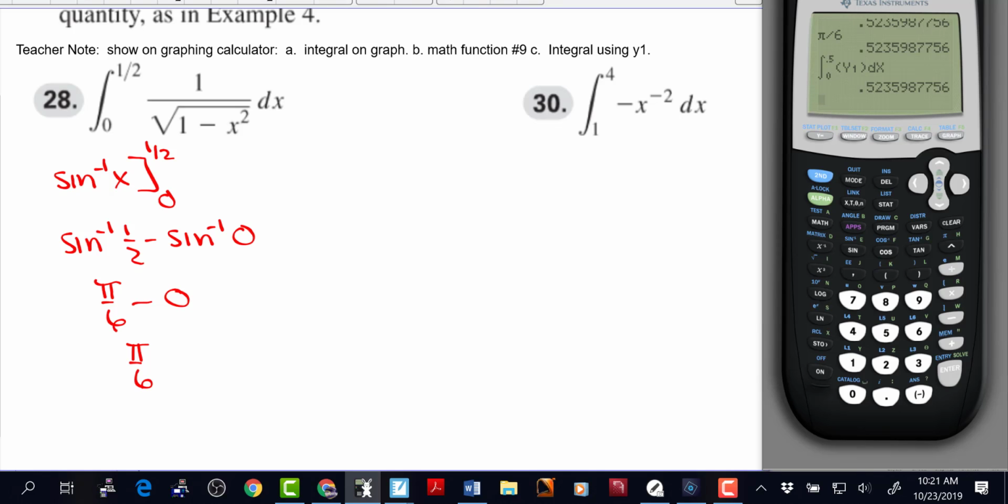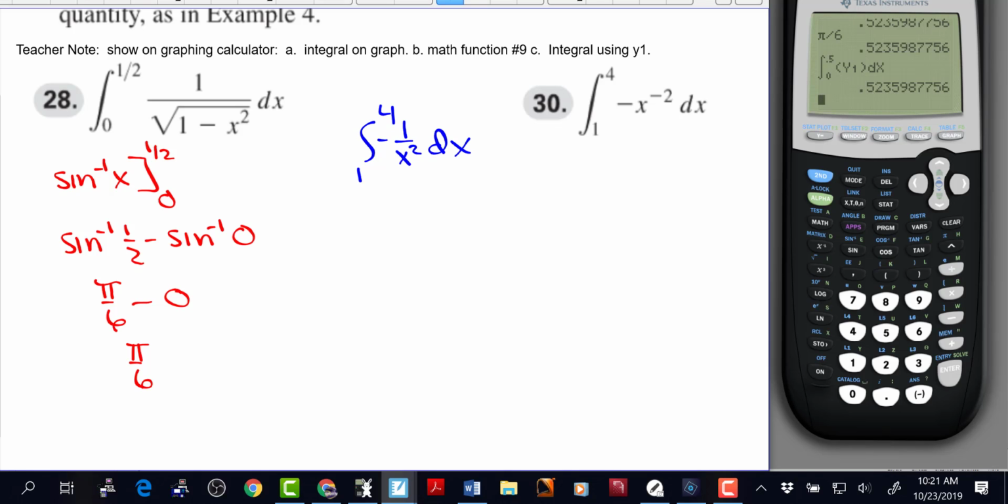All right, anyway, let's do this one by hand. Because of the one that I want you to try at the very end of the notes, this is the same as the integral from 1 to 4 of negative 1 over x squared. This is the one that I actually don't want when I do antiderivative.